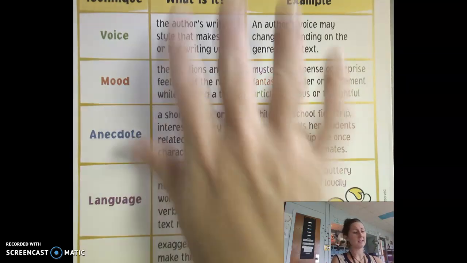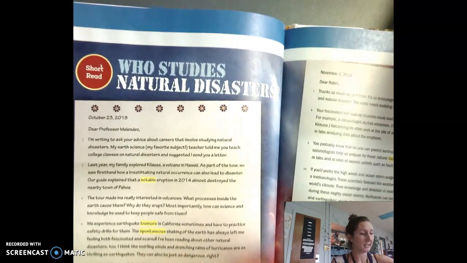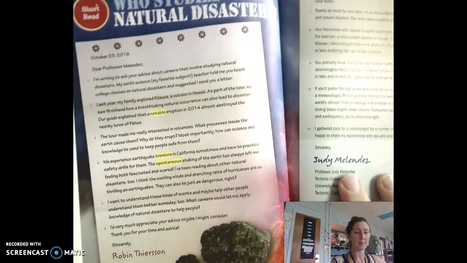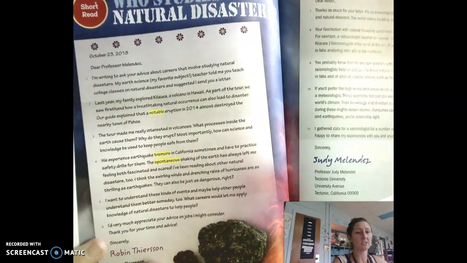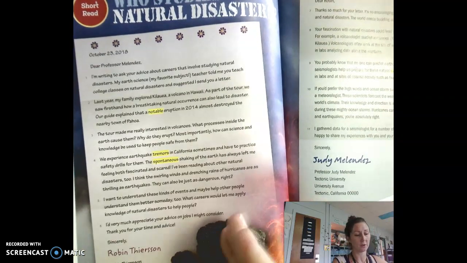So using this idea of author's craft in the language that's going to be used, let's take a look at our story, and it's called Who Studies Natural Disasters? Let me move some stuff around here for you. Who Studies Natural Disasters is actually two different letters. One is written to someone about a particular natural disaster. The other letter is a response to that person.